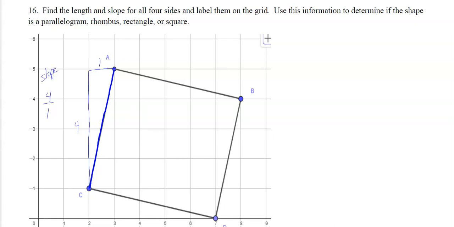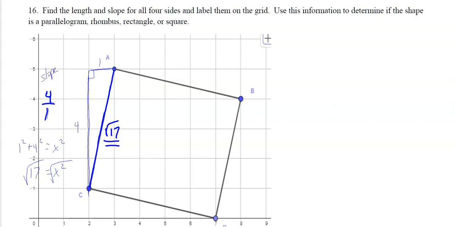And if I want to find out how long that side is, I can just do the Pythagorean Theorem, because I have a leg and then the hypotenuse. So leg squared plus leg squared equals, I don't know, something squared. So that's 17. We don't really need the number. Let's just say it's the square root of 17. So I have the length and I have the slope.